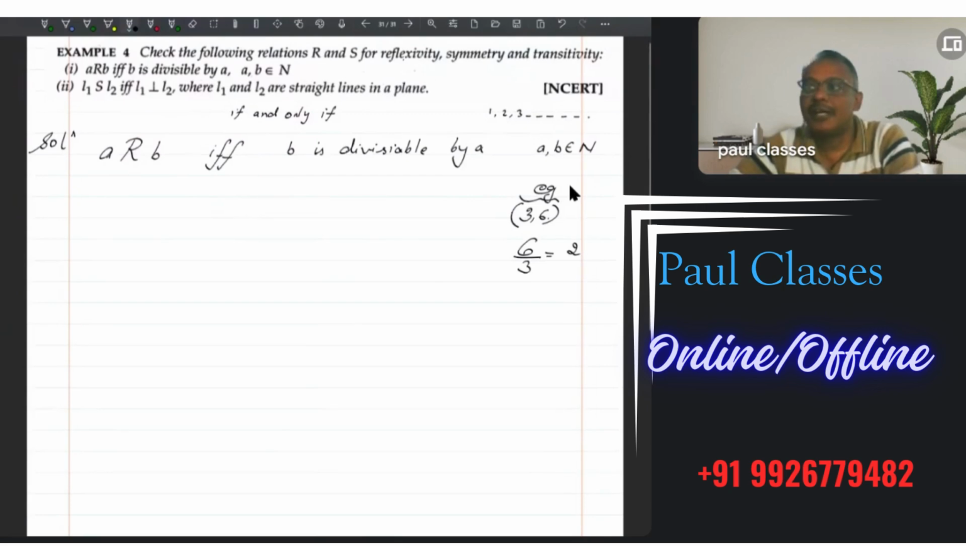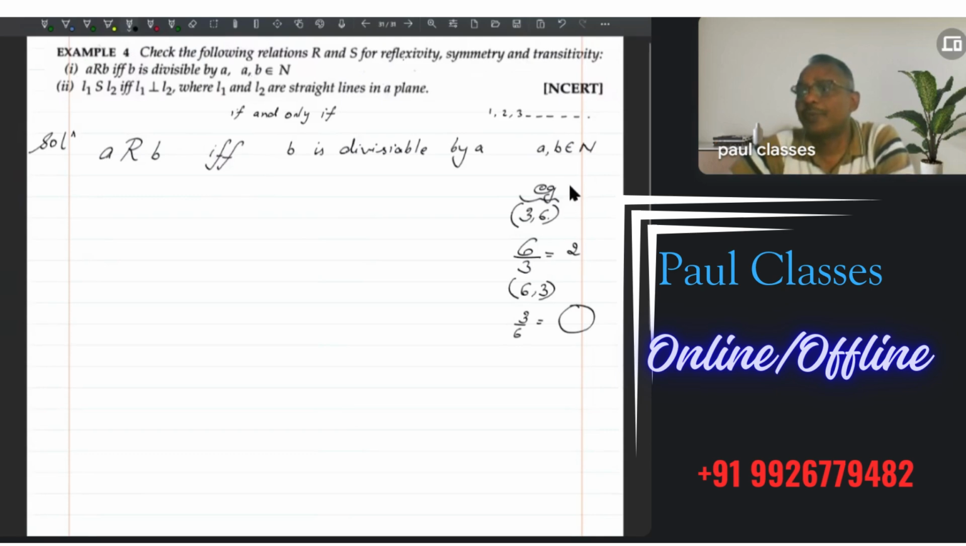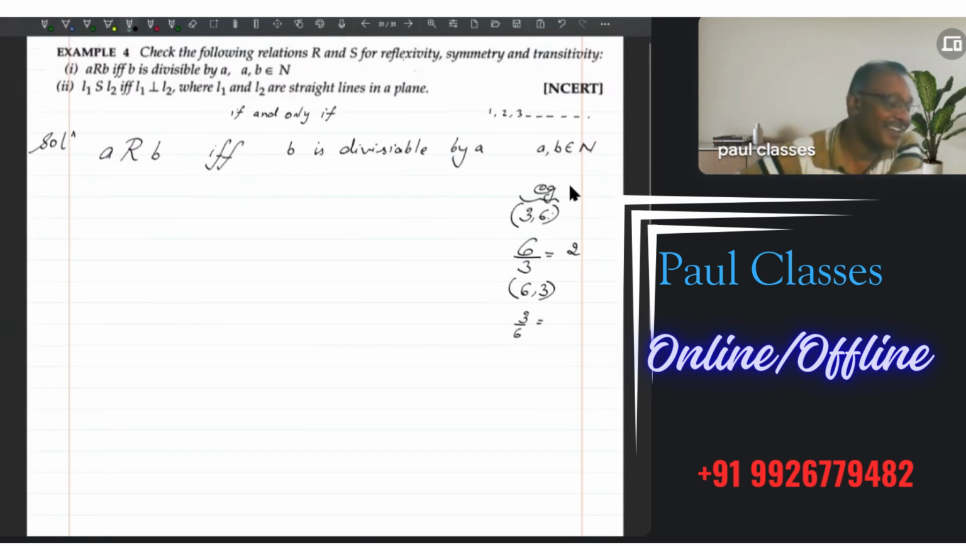That's what divisibility means. Can I say 6, 3 instead of 3, 6? No, sir. Why not? 3 upon 6 is not a natural number. It's 1 by 2. So 3 is divisible by 6. But 6 is not divisible by 3. Sorry, I said it the wrong way around. 6 is divisible by 3, but 3 is not divisible by 6.